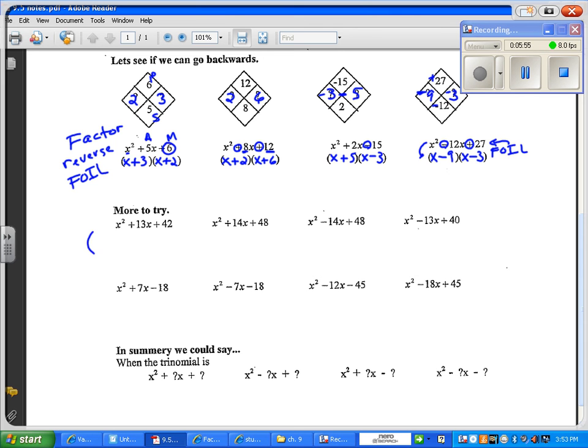So for the first one, start with your two quantities, plant your x's, then your signs are all positive, so make them positive, and then numbers that multiply to give you 42 and add up to 13. So factors of 42: 42 and 1, 21 and 2, 14 and 3, 7 and 6. So it's the 7 and the 6 that'll give us the sum of 13. Okay, now you do the next one and just look up when you're done.